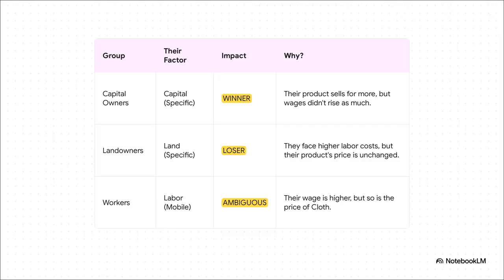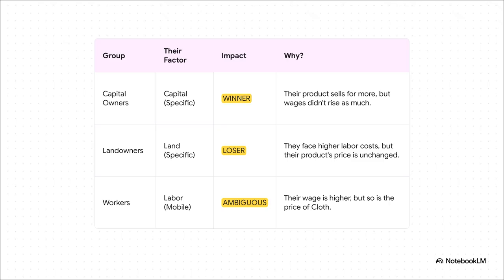The owners of capital, the folks who own the cloth factories, are the clear, unambiguous winners. The price of their products shot up 10%, but their labor costs went up by less than that. They are making a killing. Now look at the landowners. They're the clear losers. They're getting squeezed. They have to pay their workers higher wages, but the price of their product, food, hasn't changed at all.